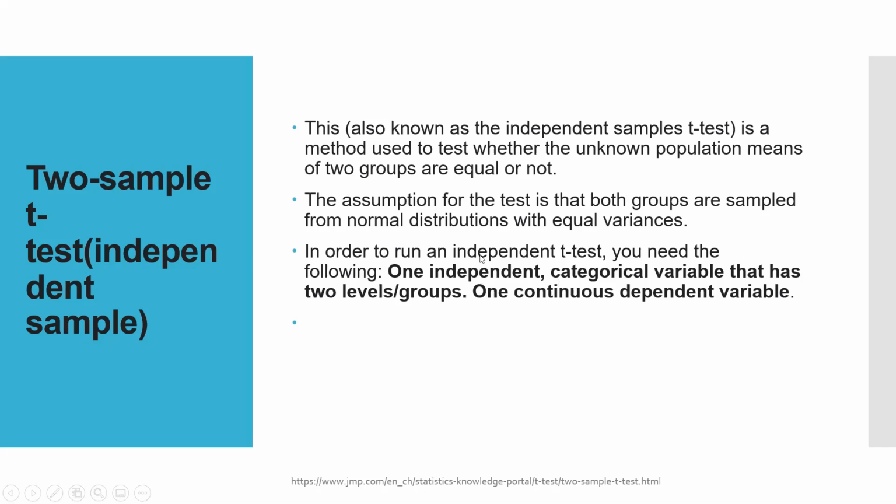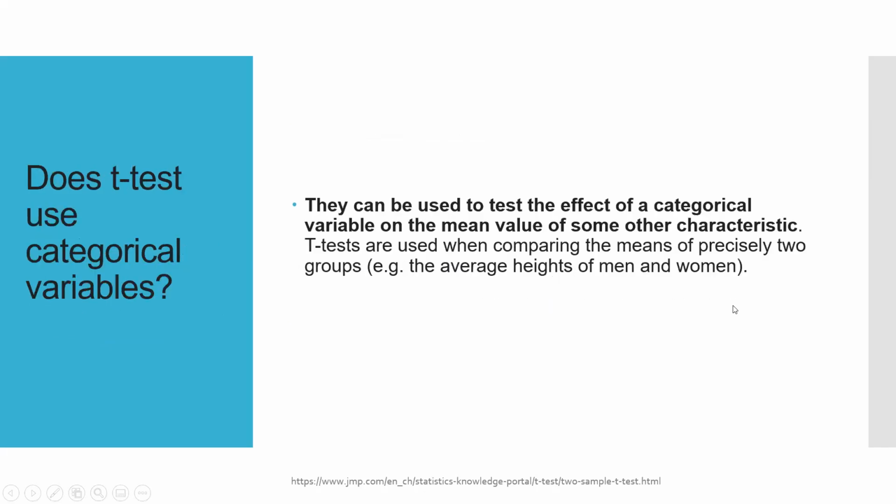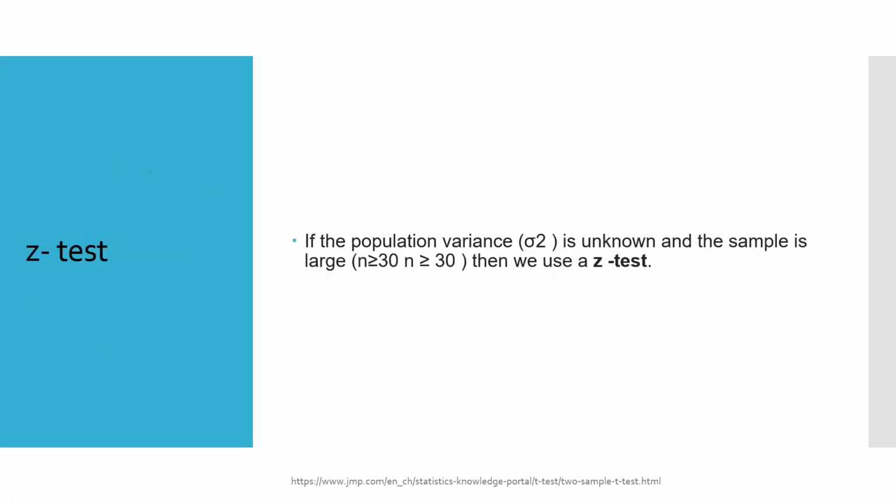And in order to run an independent t-test, one independent categorical variable that has two level groups and one continuous dependent variable are necessary. Does the t-test use categorical variables? They can be used to test the effect of a categorical variable on the mean value of some other characteristic. And t-tests are used when comparing the means of precisely two groups, like average height of men and women. In such cases, we can use t-test. And when the population variance is unknown and the sample size is greater than 30, then we mostly prefer the z-test.